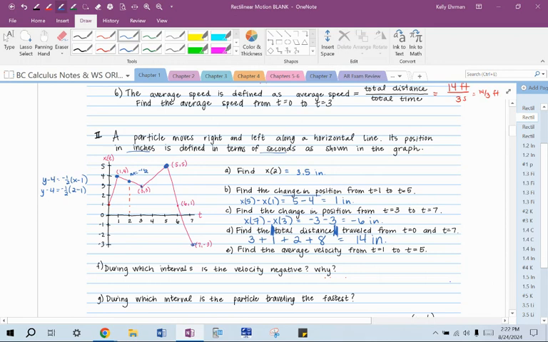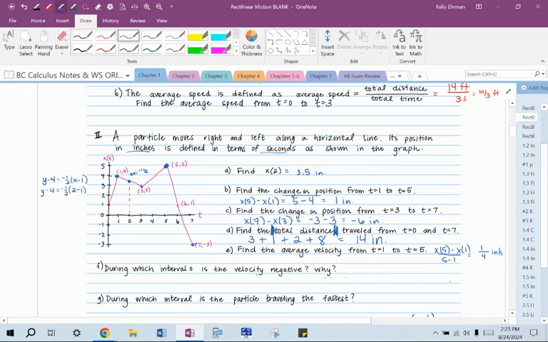Find the average velocity from 1 to 5. So remember, that's change in position from 1 to 5 over change in time. So that's x of 5 minus x of 1 over 5 minus 1. Now we did already find the change in position from 1 to 5. It was 1 inch over 4. So 1/4 of an inch per second.